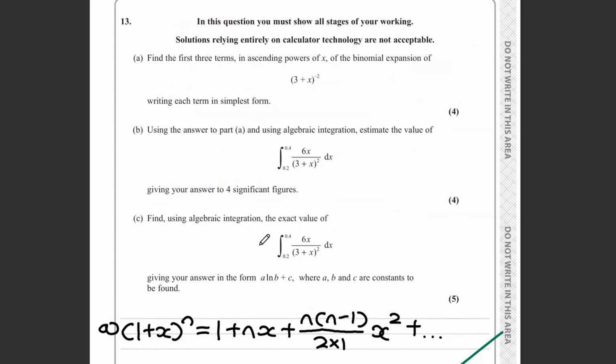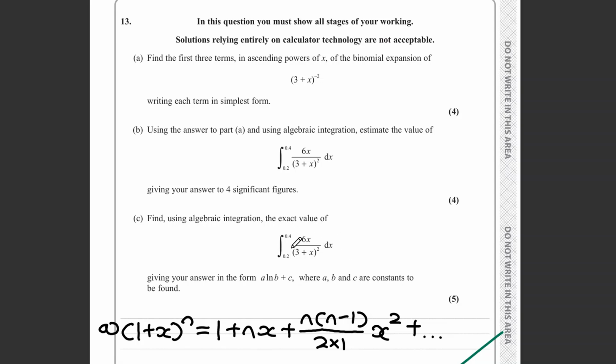Okay, and then for part C, we need to find, using algebraic integration, the exact value of this integral here that we talked about in part B, giving our answer in the form a natural log of b plus c, and this is for 5 marks.